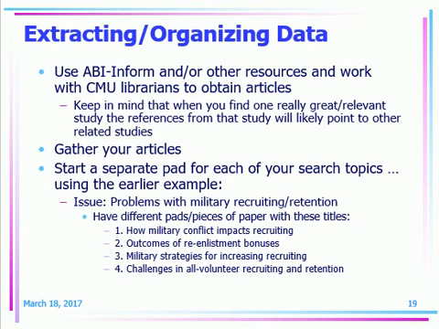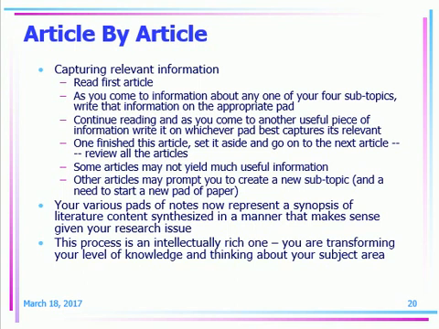So I've got my issue. My major issue was problems with military recruiting and retention. And so now I've got a different pad for each topic: how military conflict impacts recruiting, outcomes of reenlistment bonuses, military strategies for increasing recruitment, and challenges in all volunteer recruiting and retention environments. I have 4 different pads. So I take my first article, and I number the article. When I write something down, I'll put that number down so I know, when I have to write my citations later, which article this information came from.